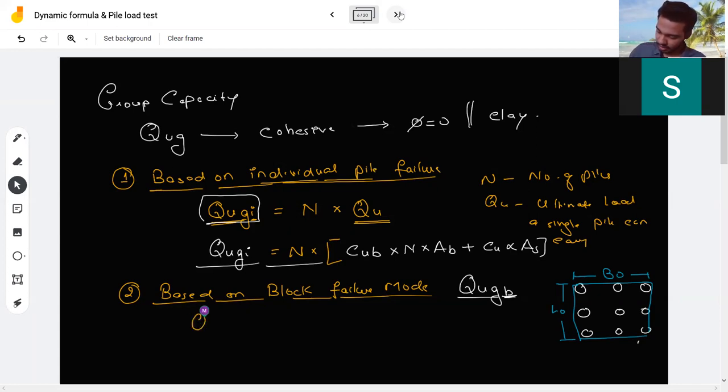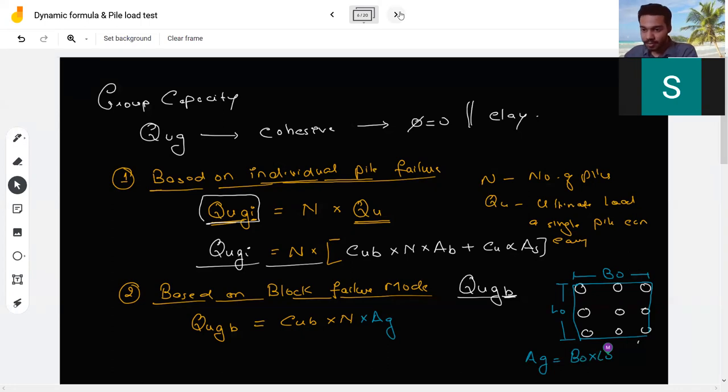Your Qugb, that is group capacity at block failure, is equal to, मैं बस थोड़ा ही चेंज कर रहा हूं. Cu b N वैसे के वैसे लिखूंगा. Just write it there. Cu b into N multiplied by, यहां पे Ab है. Ab की जगह पे I will write Ag. Ag is my gross area. Gross area कितना रहेगा? My gross area would be equal to B0 into L0. That is जो block जो बनेगा आपका draw करने के बाद उसका एरिया.